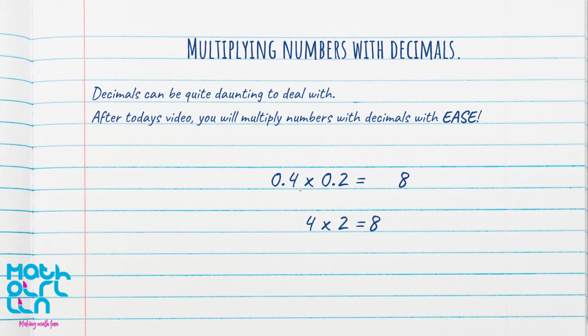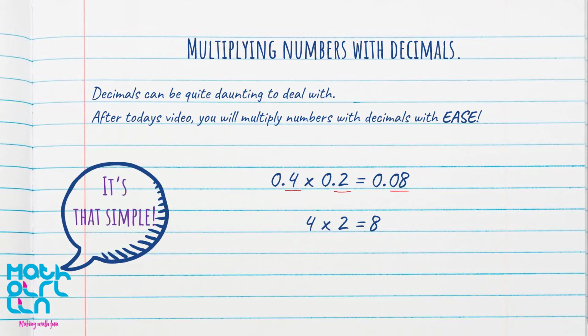0.4 has one number after the decimal. 0.2 also has one number after the decimal. So, in total, there are two numbers after the decimal, which means my answer should also have two numbers after the decimal. So, my answer will be 0.08. As you can see, I have two numbers after the decimal. It's that simple.